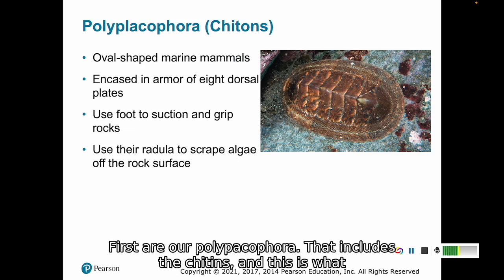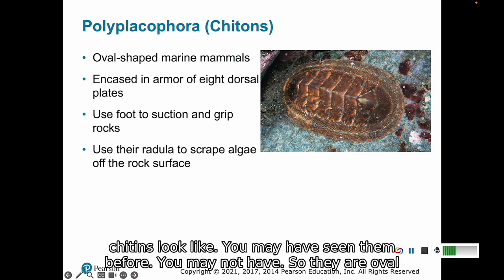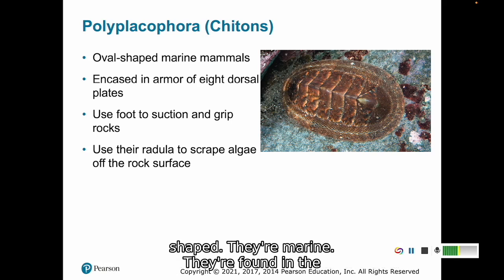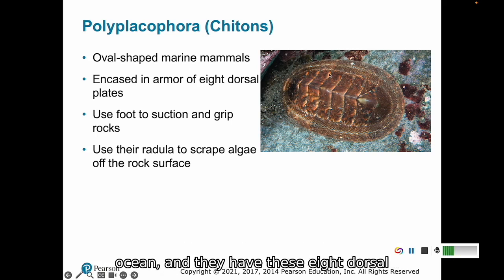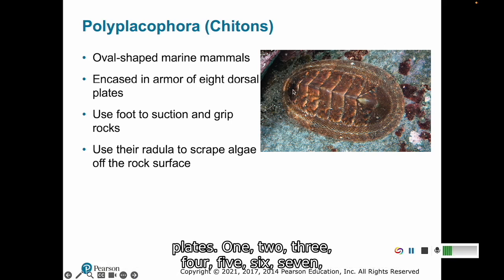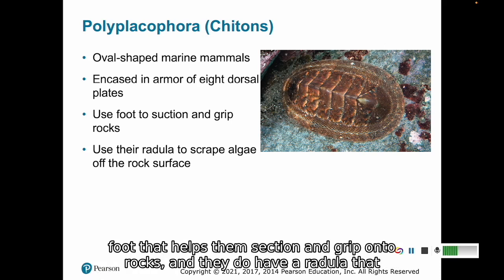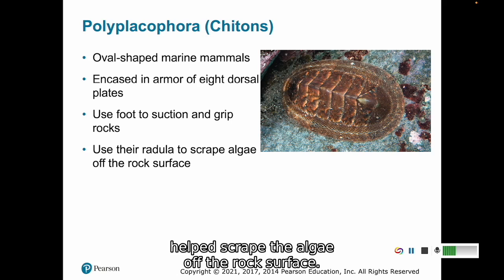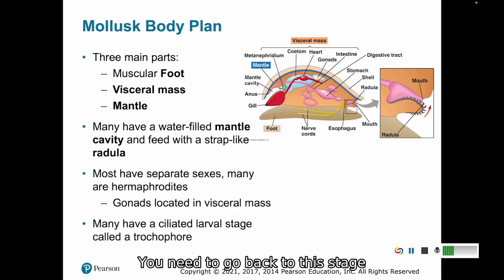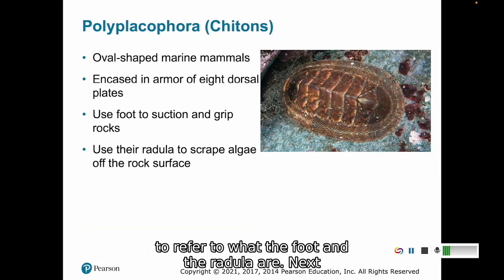First are our polyplacophora. That includes the chitons, and this is what chitons look like. You may have seen them before, you may not have. So they are oval shaped, they're marine, they're found in the ocean, and they have these 8 dorsal plates. 1, 2, 3, 4, 5, 6, 7, 8. That is their armor. They do have a foot that helps them suction and grip onto rocks, and they do have a radula that helps scrape the algae off the rock surface. If you need to, go back to this stage to refer to what the foot and the radula are.